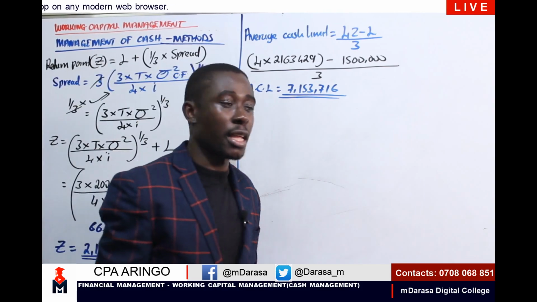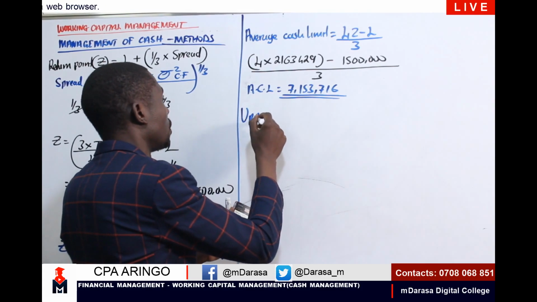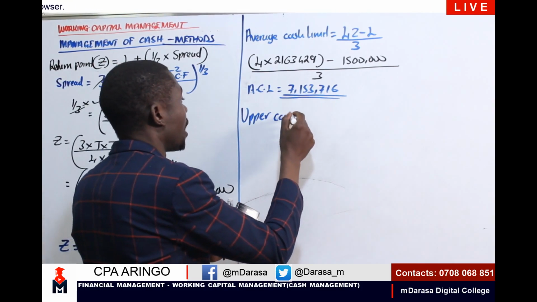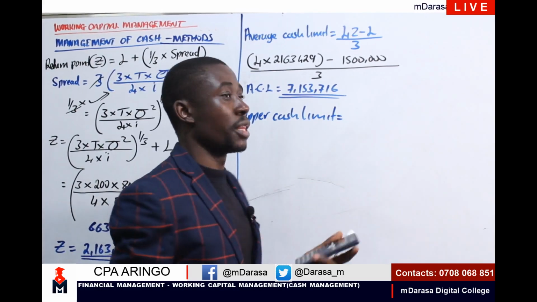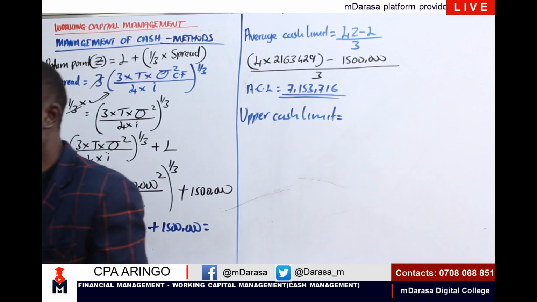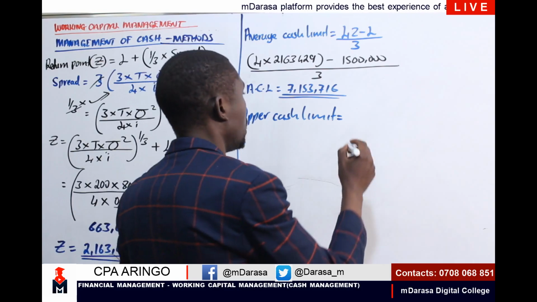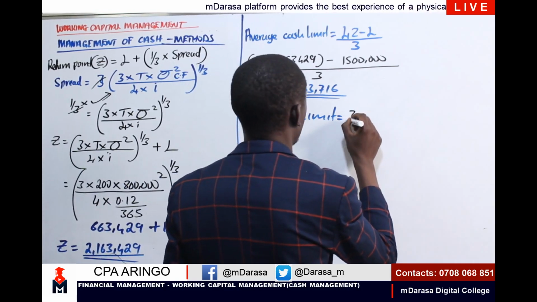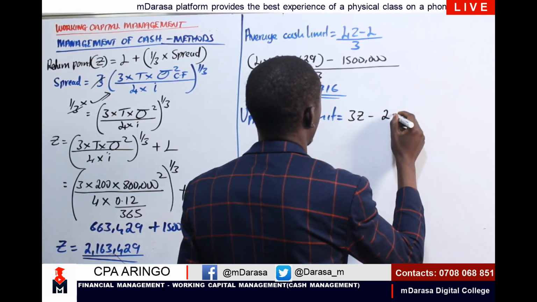After that, the other key element the examiner wanted us to compute is what? The upper cash limit. Which I know by now we are experts on. Because for us to determine our upper cash limit, that will be simple. I'll just be taking 3 times Z minus 2L. So I'll just be taking 3Z minus 2L here, right?